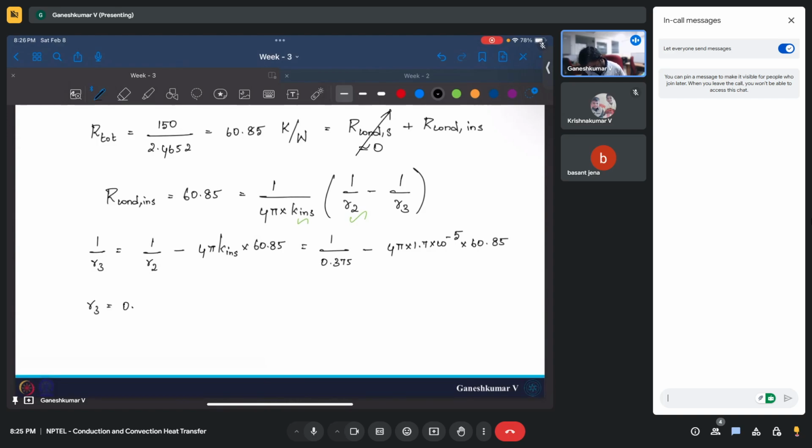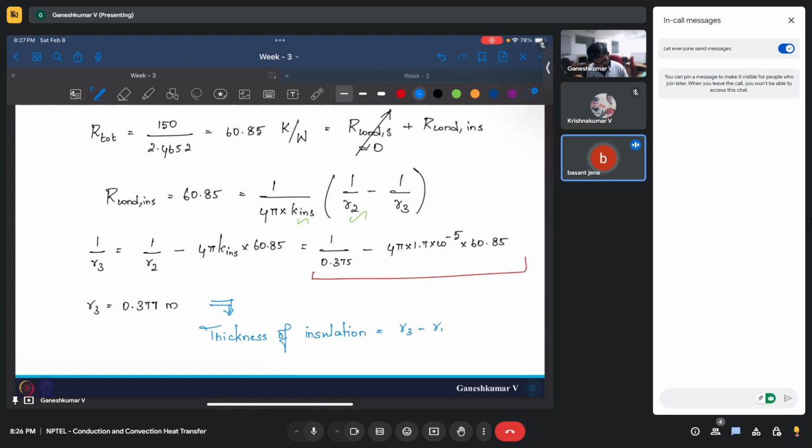I am getting something like 0.377 meters. So once you solve this, you need to also take the reciprocal of this. Which means the thickness of insulation, how much would be the thickness of insulation? That is R3 minus R2. How much would that be? R2 is 0.375, so which is around 2 mm.